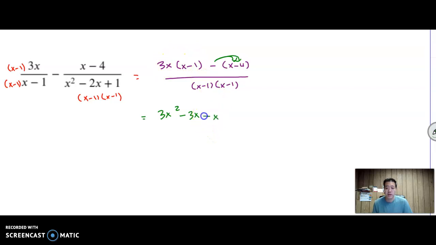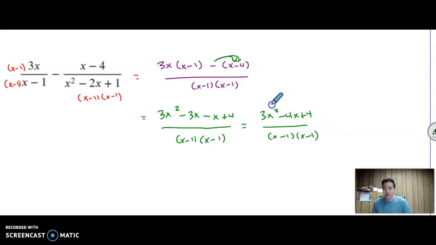This is going to be a minus x and then plus 4, over x minus 1 and x minus 1. I'm going to combine like terms here. That's going to be 3x squared minus 4x plus 4 over our denominator. You can check, I don't think this factors, and so at that point we're done. Our excluded values here, there's 2 factors, but it's the same factor, and so x cannot equal 1.